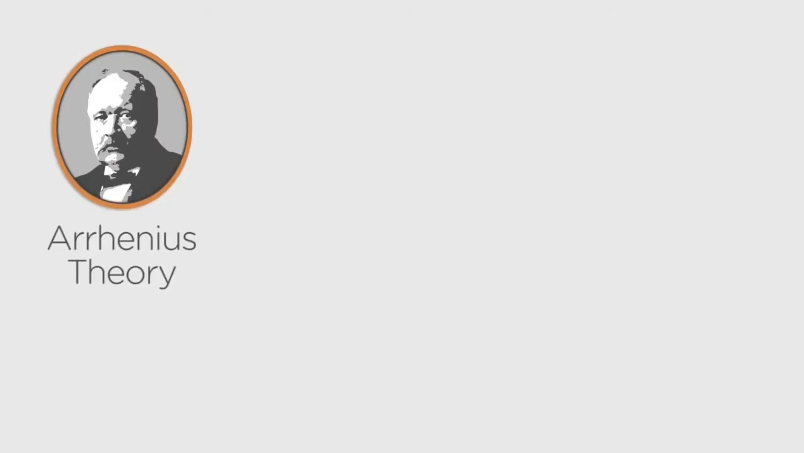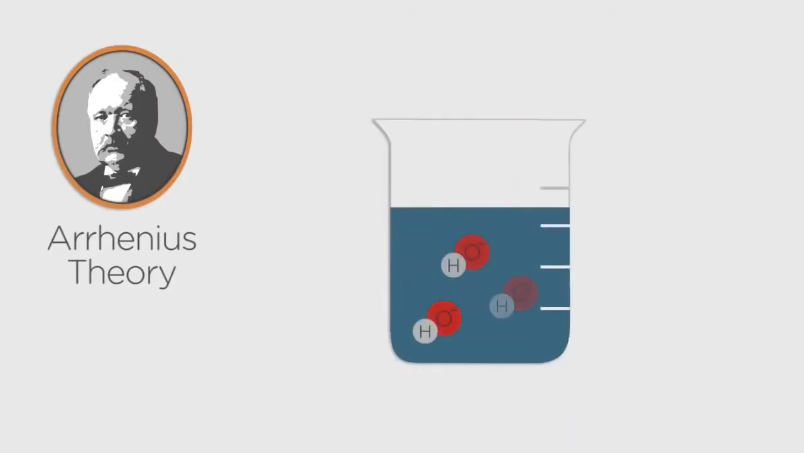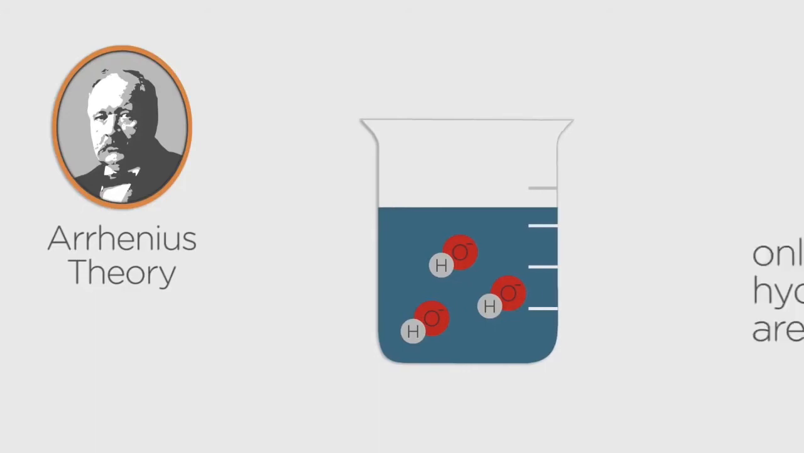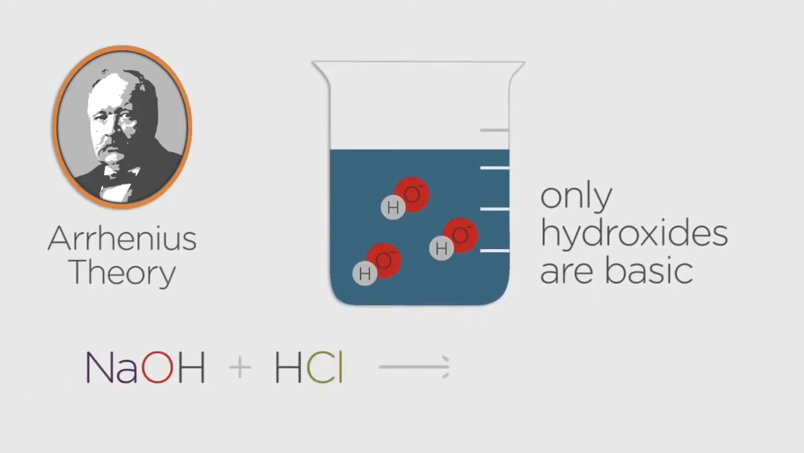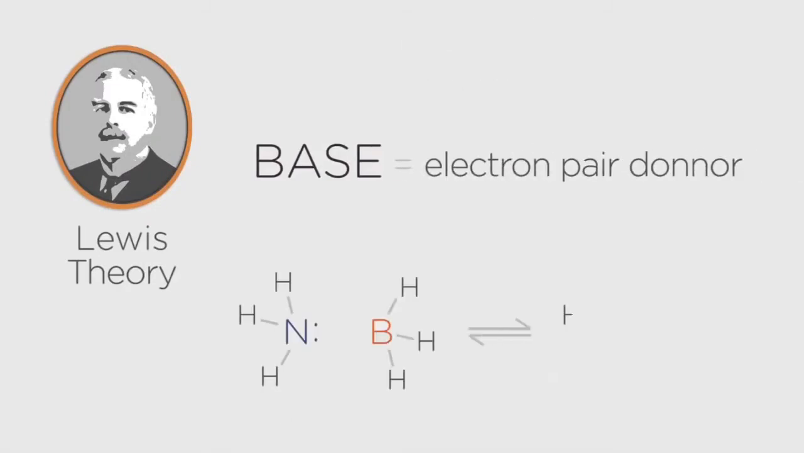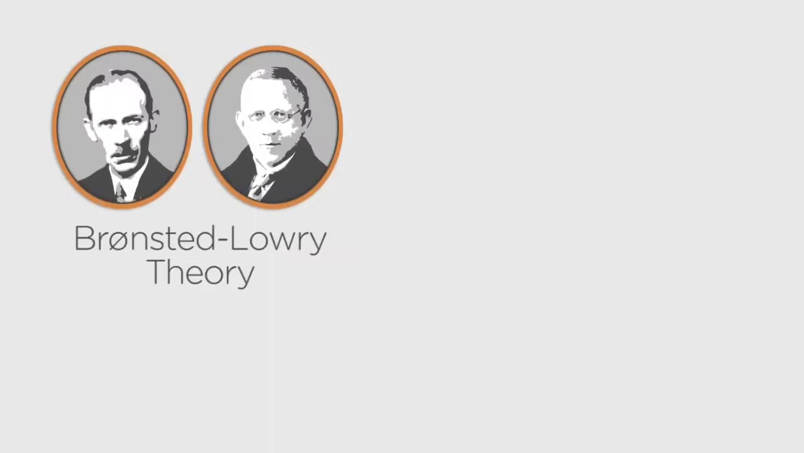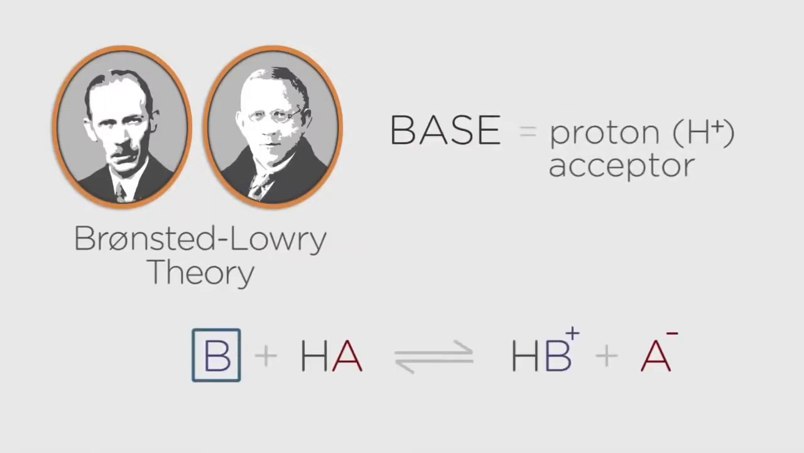In Arrhenius theory, a base dissociates in water to form hydroxide ions. The Arrhenius definition is a very narrow definition in which only hydroxides are basic. We can see that bases react with acids to produce water and salt. In Lewis theory, a base is an electron pair donor. The Lewis definition is a very broad definition in which a wide range of chemical behaviour may be described as basic behaviour. In Bronsted-Lowry theory, a base is a proton or H+ ion acceptor. Let's stick with this definition.